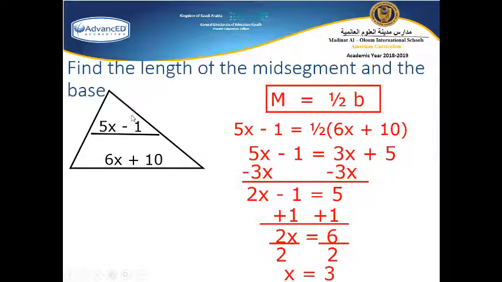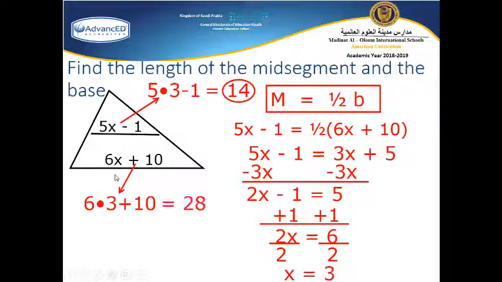By making a substitution in both of them, here 5x minus 1, then 5 multiplied by 3 minus 1, then equals 14. The other one here, if you make the substitution, you will also get 6 multiplied by 3 plus 10, which equals 28. Then the mid segment is 14, and the base is twice this mid segment, equal to 28.